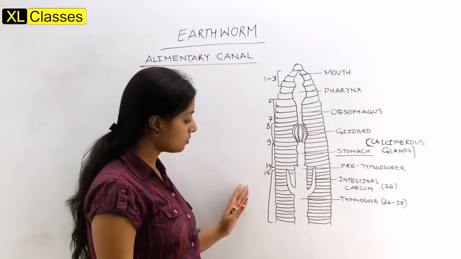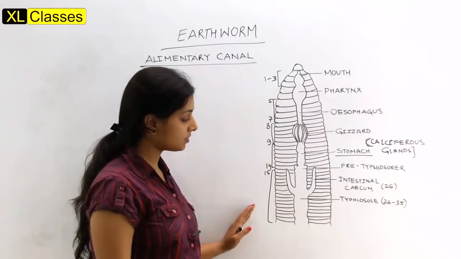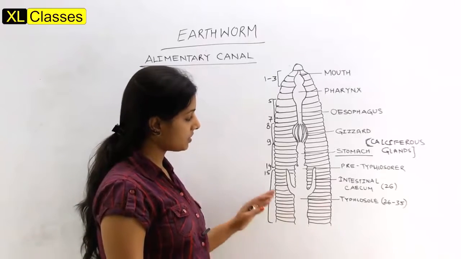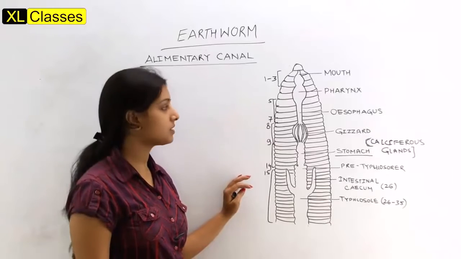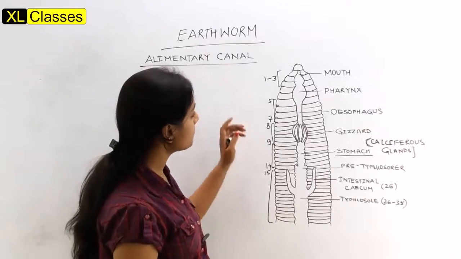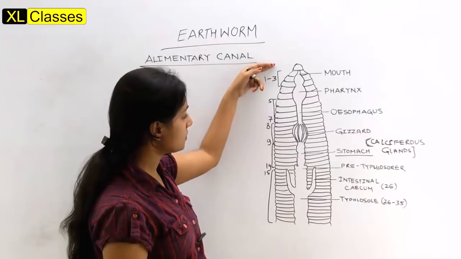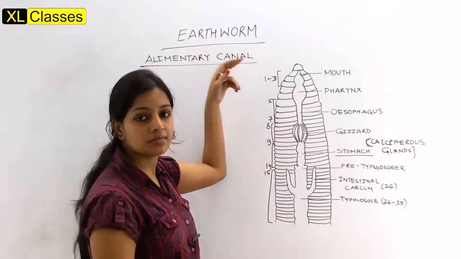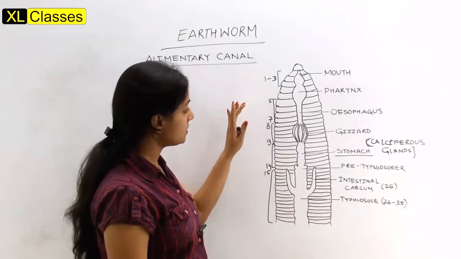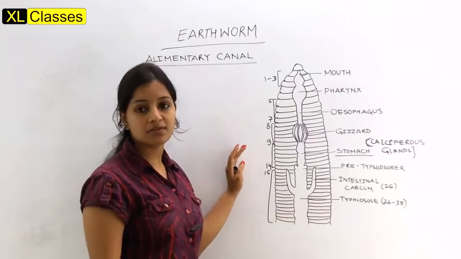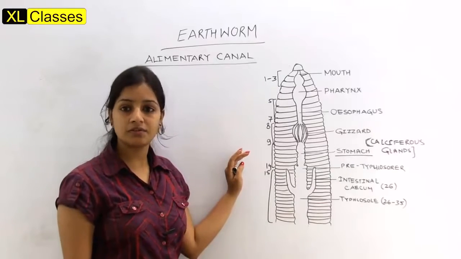So that is in total the alimentary canal of the earthworm, in which, as we know, the body of the earthworm is completely segmented, it is metamerically segmented. So from the first segment of the earthworm to the last segment, each organ is situated and has a specific function in the alimentary canal of the earthworm.